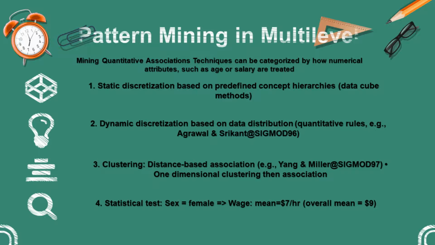Number 3, clustering. Distance-based association. One-dimension clustering then association. And lastly, fourth, statistical test. So an example is sex is equal to female and their wage mean is equal to $7 per hour and overall mean is equal to $9.